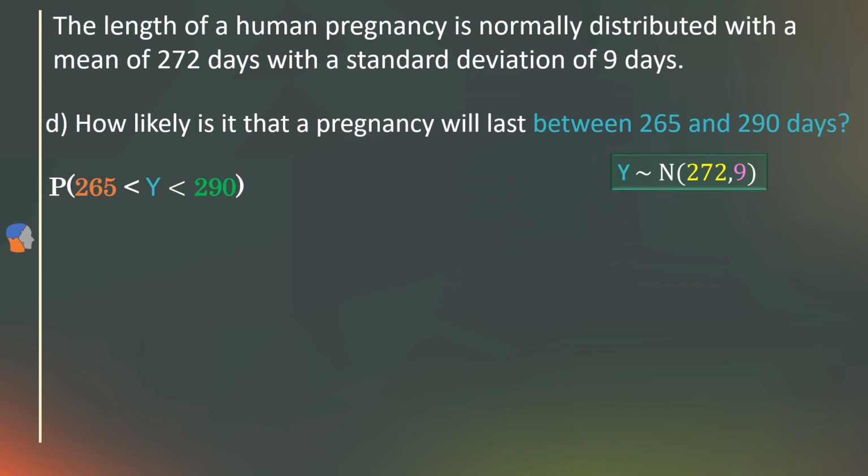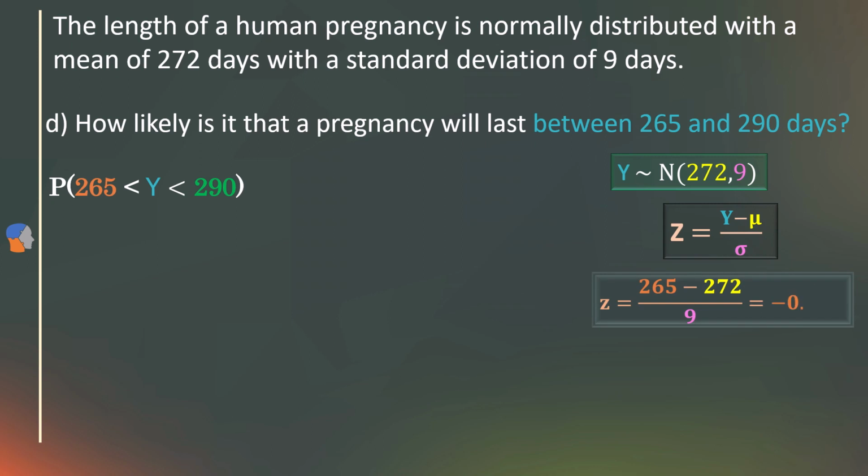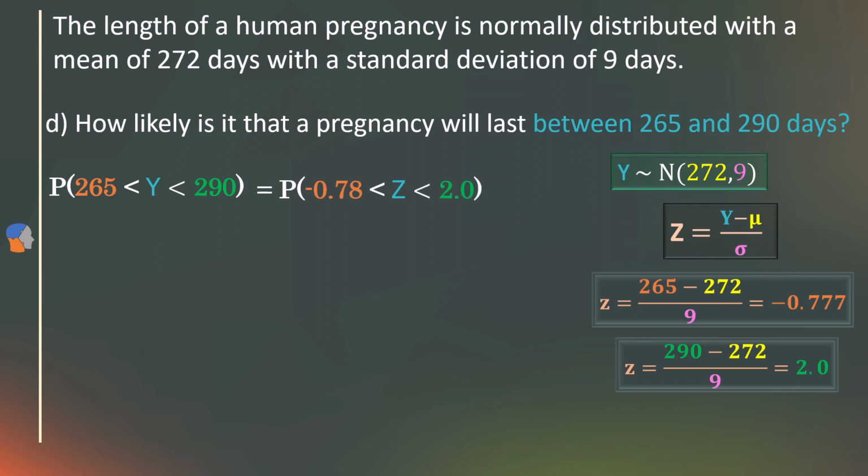Then how do we find this? We have to find the z value for these two numbers, 265 and 290, using the (y minus mu) over sigma formula. The first y value is 265, the second y value is 290. So the z values are negative 0.78 and 2 respectively. Now we can write, using z, the probability of z between negative 0.78 and 2.